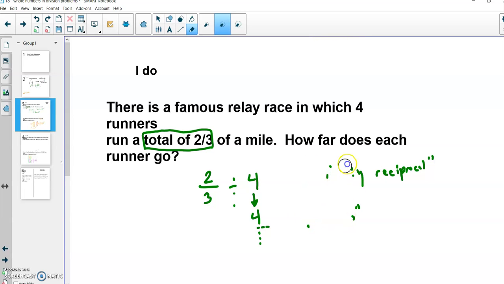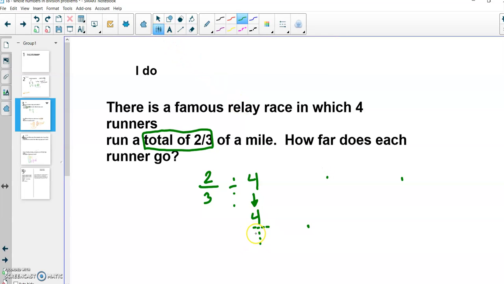So the first thing I've got to do is make my whole number into a fraction, right? So now my new problem is 2/3 divided by 4 wholes. The reason I did that is this does have a reciprocal. I can reverse the numerator and the denominator on this fraction. So now when I do my multiply by the reciprocal strategy, I can do it. So this is going to turn into 2/3 times 1/4, which is 2/12 or 1/6.